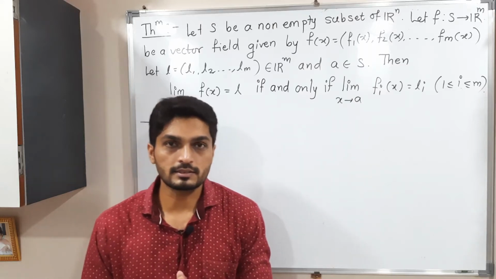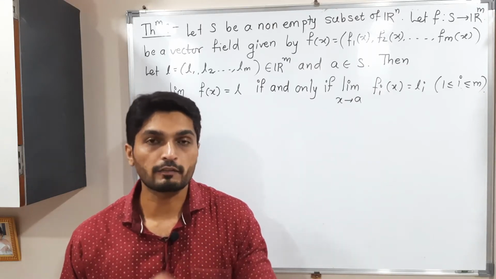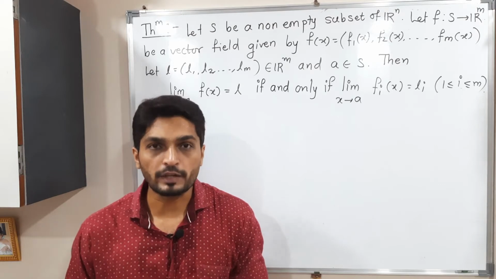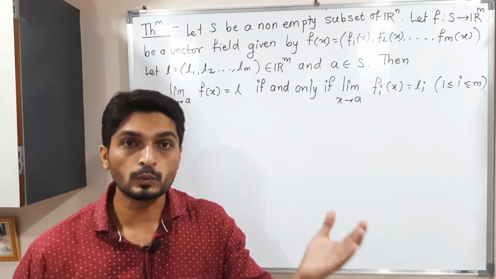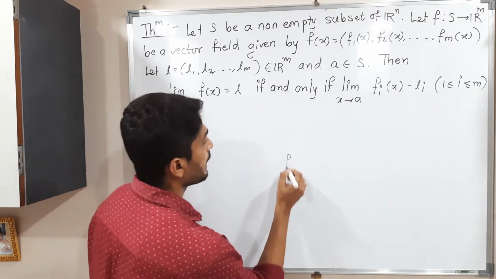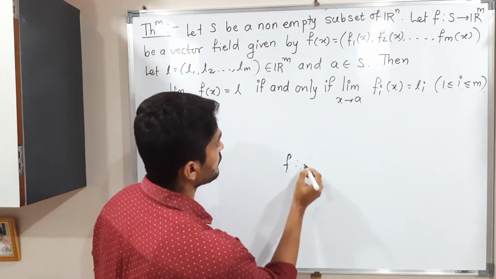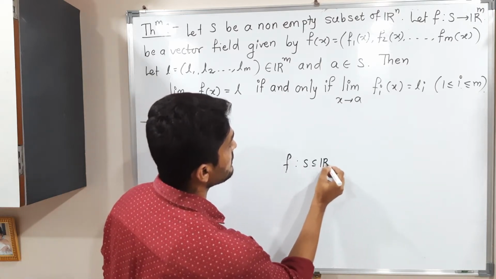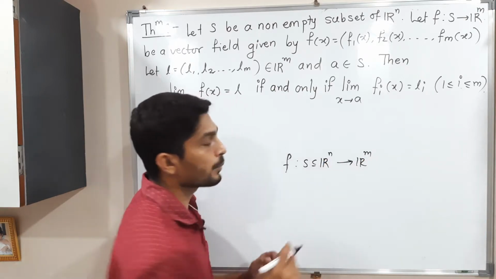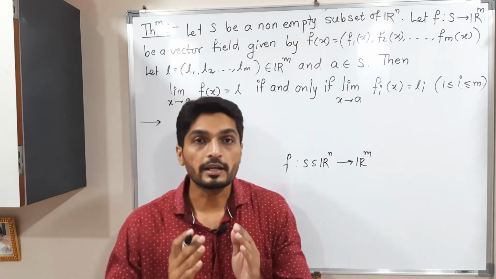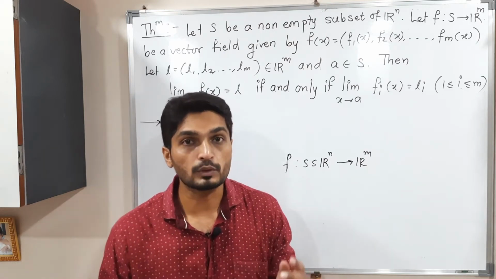Let us discuss this result of limit of a vector valued function. What is the meaning of a vector valued function? It is a function which is defined from Rn to Rm. So here, f is a function defined from S, where S is a subset of Rn, to Rm.